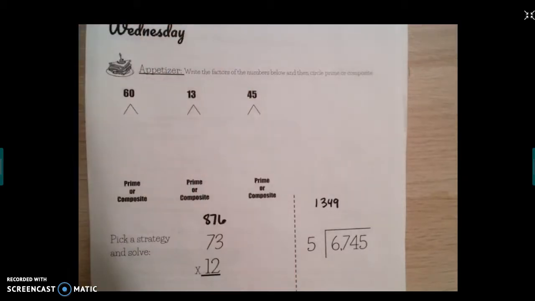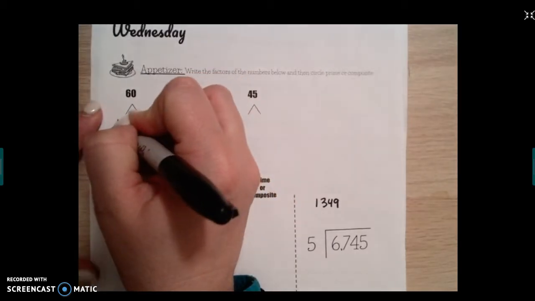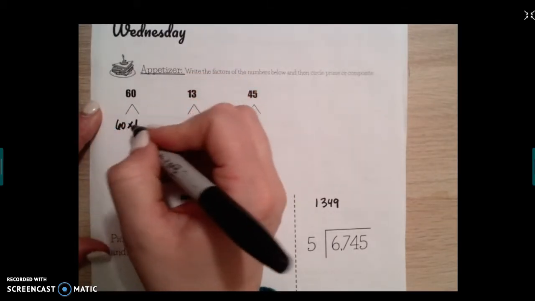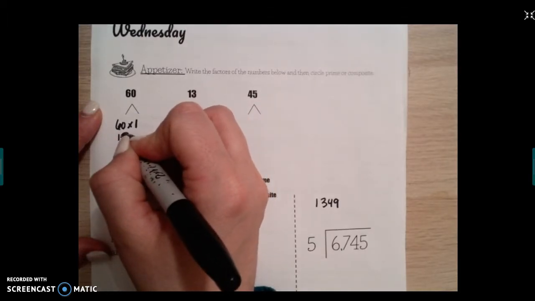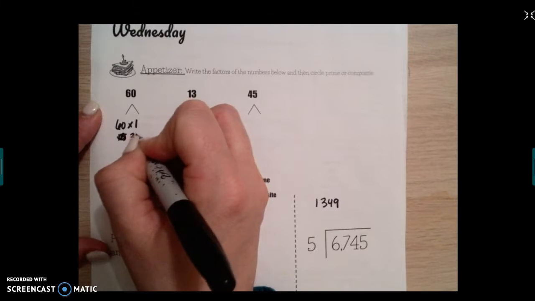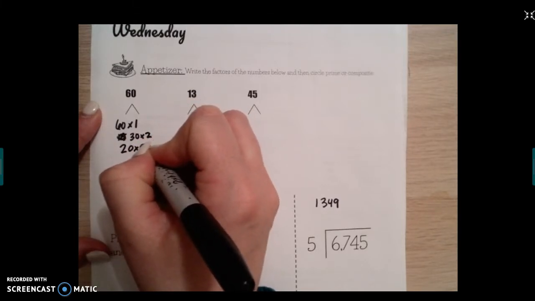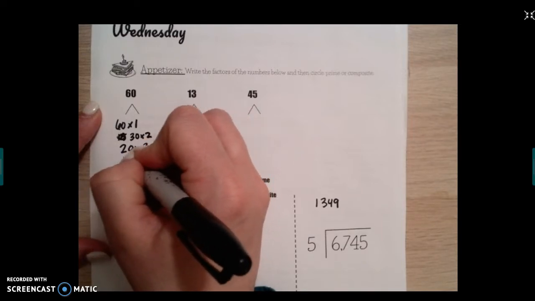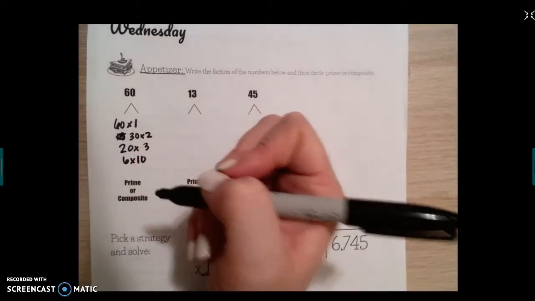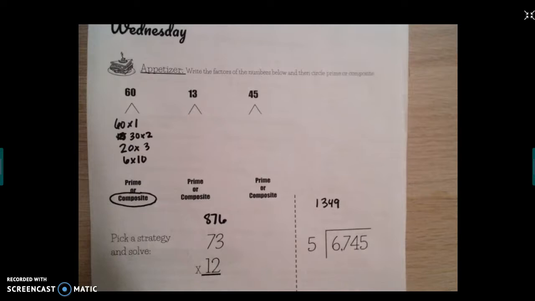The factors of 60. We know if there's more than one pair that it's composite. So we know we have 60 and 1. We have 30 and 2, 20 and 3, 6 and 10. So we have a lot more than just 1, so we know it's composite.